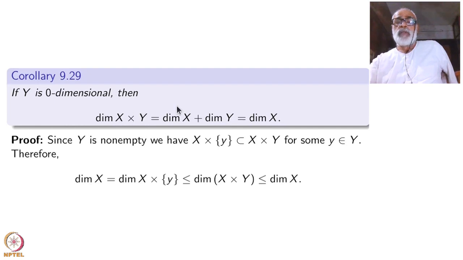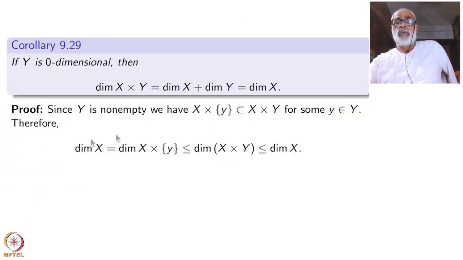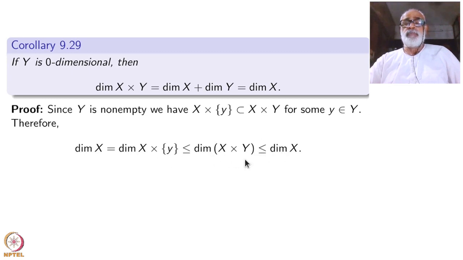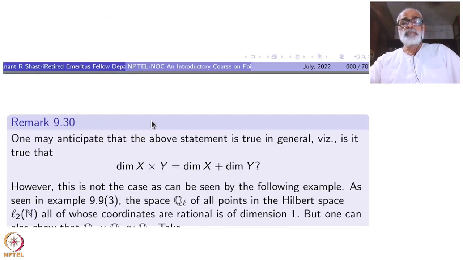Why is this a special case of this one? All that I have to do is note that y is non-empty because it is 0 dimensional. We have x cross a singleton y sitting inside x cross Y for some y inside Y. This is coordinate inclusion. Therefore, dimension of x is the same thing as dimension of x cross singleton y, which is a subspace of this one. So this is less than or equal to dimension of x cross Y, which is of course at most dimension of x. So equality occurs. Otherwise, we had only less than or equal to, but here equality occurs because it is sitting between these two. So dimension of x cross Y must be equal to dimension of x.